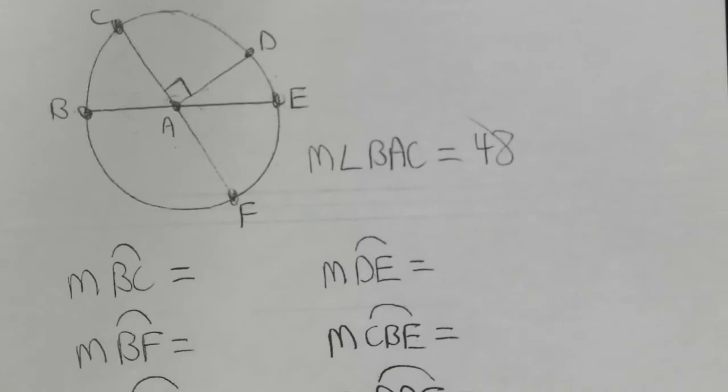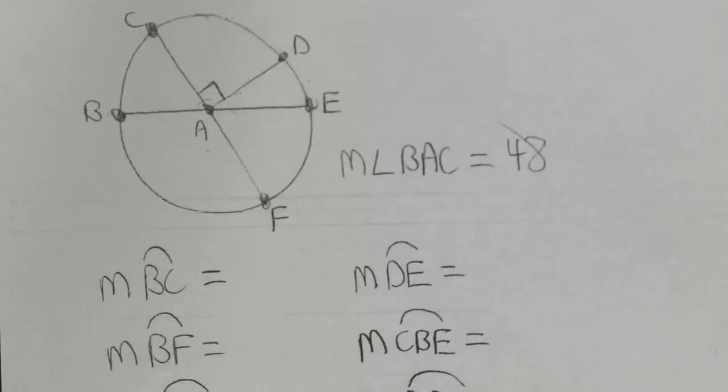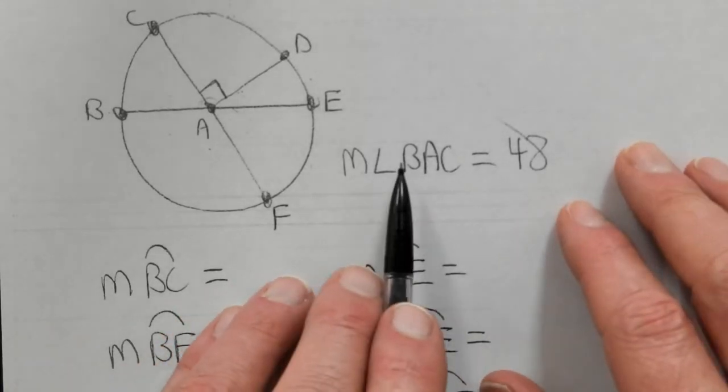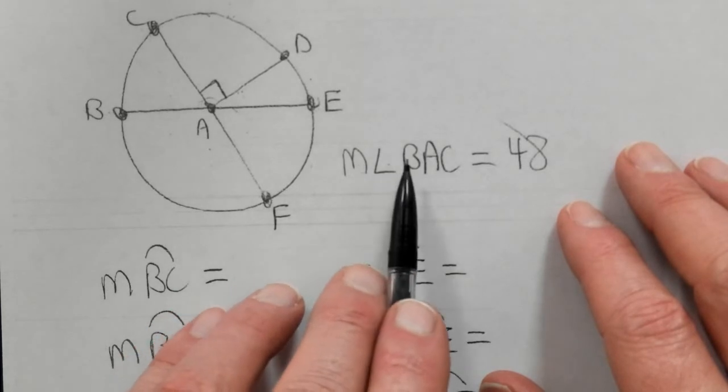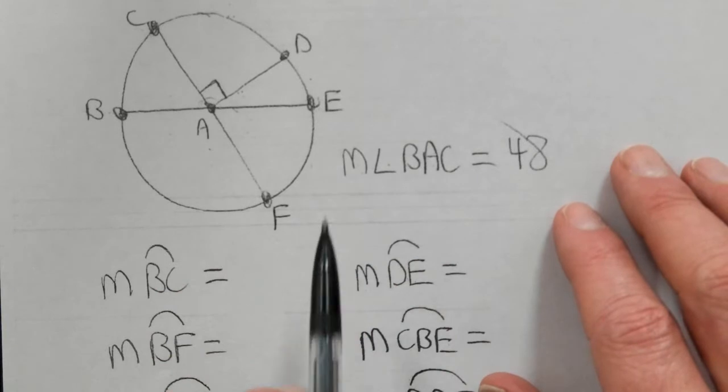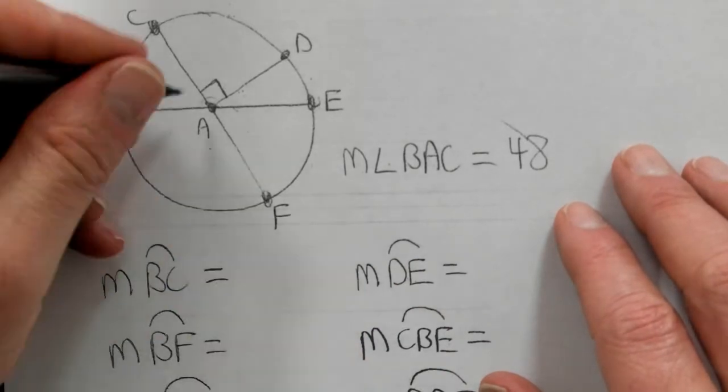All right, so make sure you keep that in mind. Based on all of this background information, here's a look at the type of problems that we're going to be taking a look at. On this one, they have given me the information that the measure of angle BAC is 48. So let's locate that and draw it on our diagram. BAC, 48 degrees.